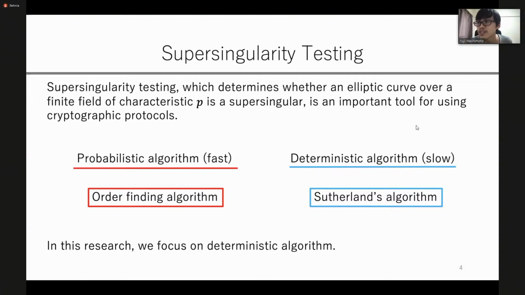For practical purposes, probabilistic algorithms are used. However, probabilistic algorithms cannot prove that a supersingular elliptic curve given as input is indeed a supersingular elliptic curve. The deterministic algorithm is slower than probabilistic algorithms. Instead, it can prove that a given supersingular elliptic curve is indeed a supersingular elliptic curve. In this research, we focus on the deterministic algorithm.